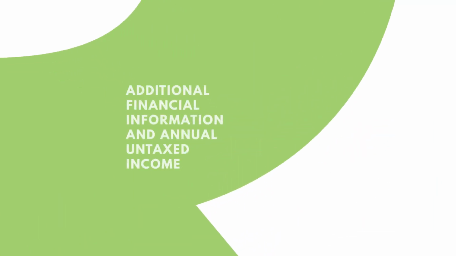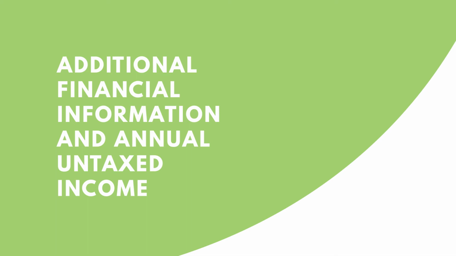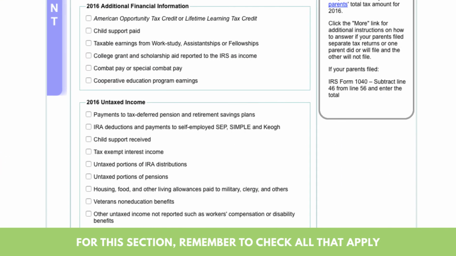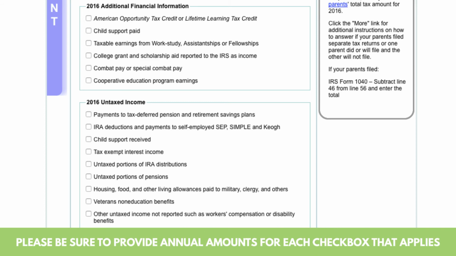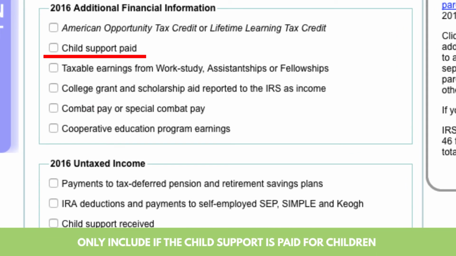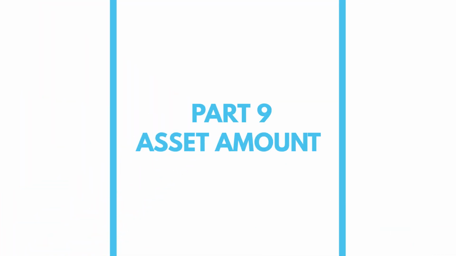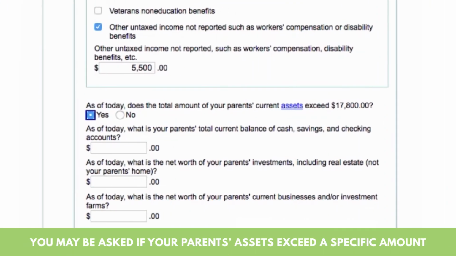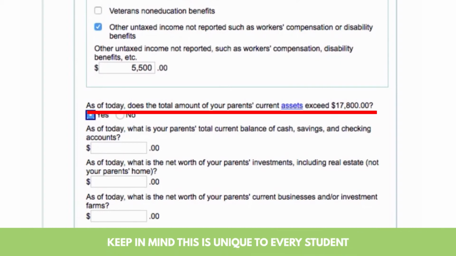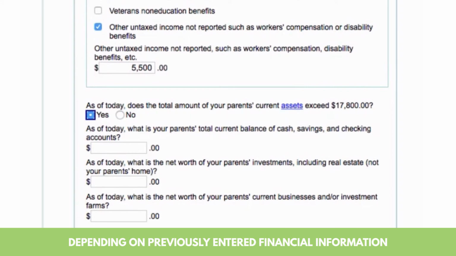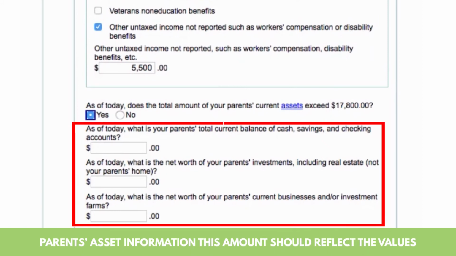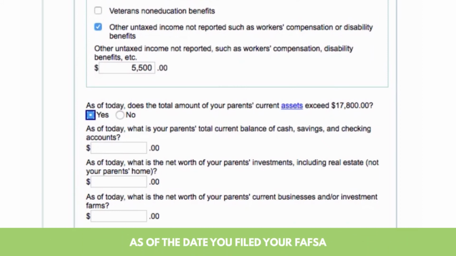Part 8. Additional Financial Information and Annual Untaxed Income. For this section, remember to check all that apply. Please be sure to provide annual amounts for each checkbox that applies. Child support. Only include if the child support paid is for children not included in your household. Part 9. Asset amount. You may be asked if your parents' assets exceed a specific amount. Keep in mind, this is unique to every student, depending on previously entered financial information. If your answer is yes, you will be asked to provide your parents' asset information. This amount should reflect the values as of the date you filed your FAFSA.